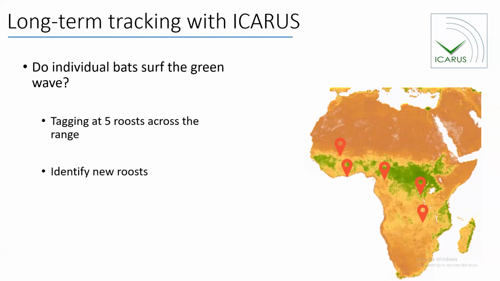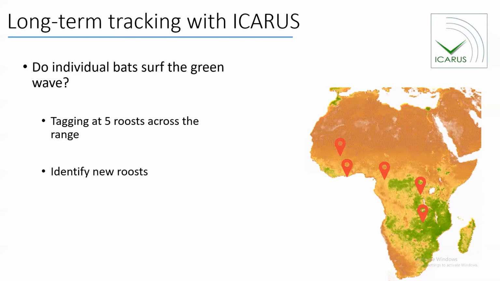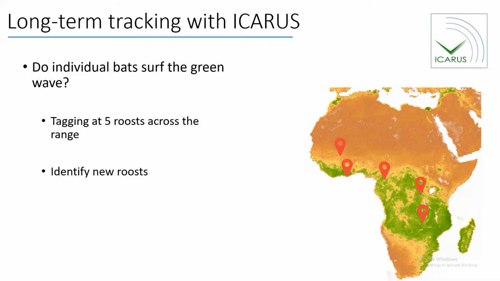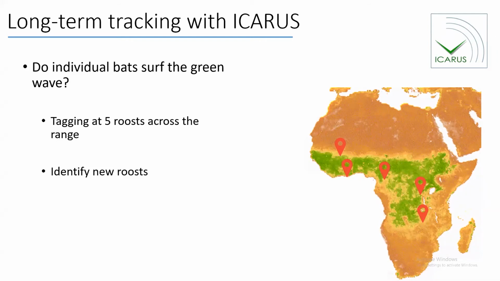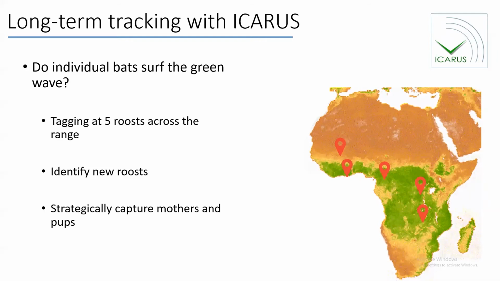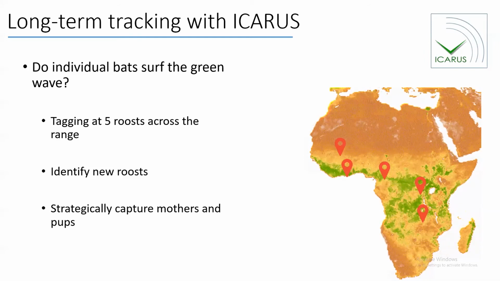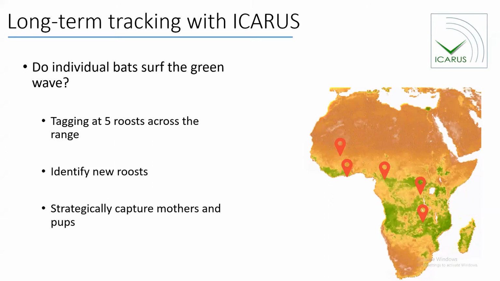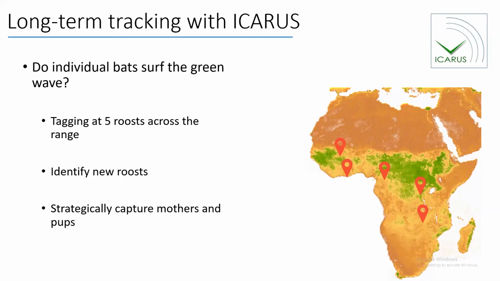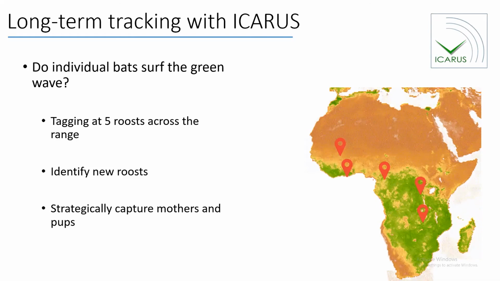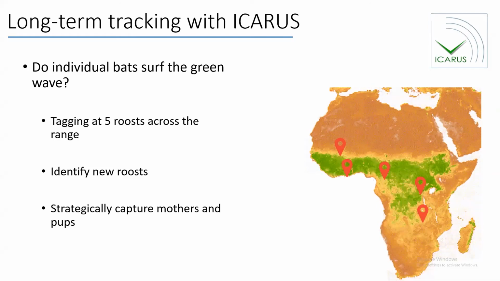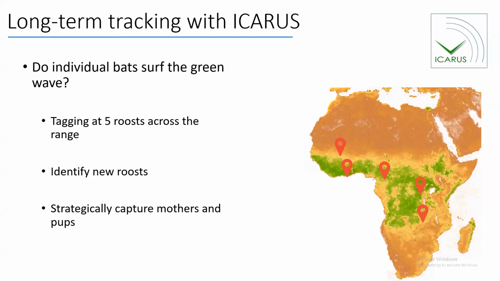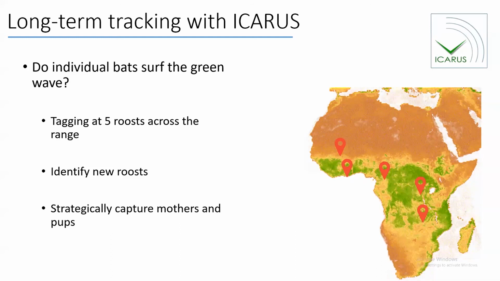And this will also give us a better understanding of the connectivity between roosts. Are bats simply going from one large roost to another, or is there something else happening in between? And then finally, once we have a better understanding of where the bats are spending their years, we hope to go to certain locations and try to strategically capture mothers and pups, and maybe look at some of these factors of how the migration is developed over time in individuals, and could that be related to the migration of their mothers.